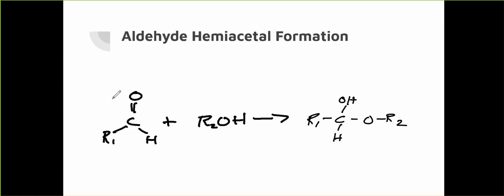Yep. So what happens here is this guy here is going to pop off, right? And then the hydrogen here is going to go onto that oxygen. And this OR now needs to bond with something, so it's going to bond in right here. And that's how you get the R1C OH and then the OR2. Does that help? Yes, thank you.